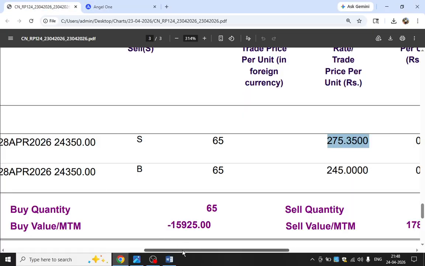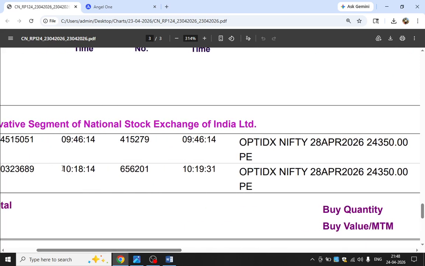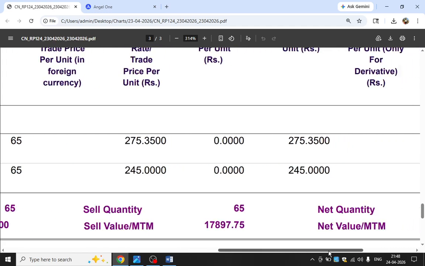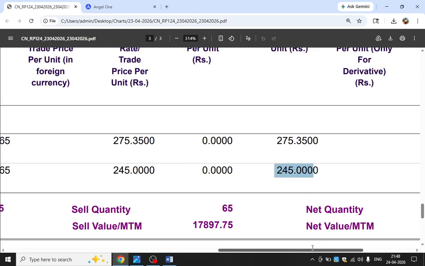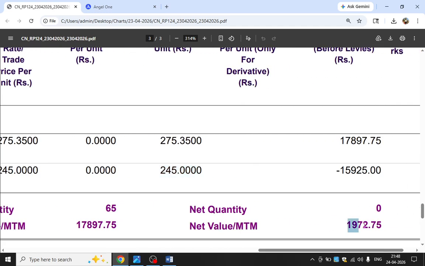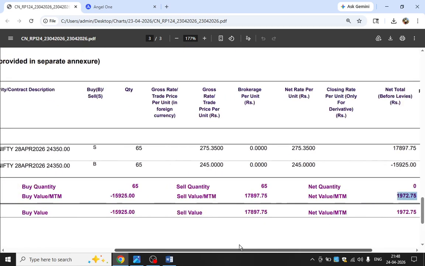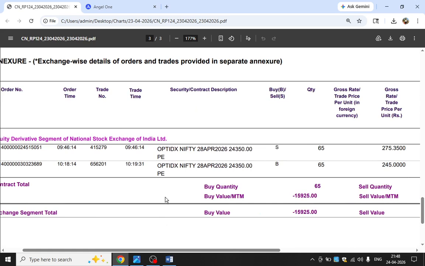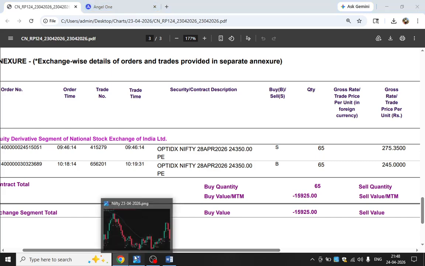So around 10:18 I got out of the trade at 245 rupees and I got a profit of 1972 rupees. This was the only trade I have taken, because in the previous 2 days I was making losses, so I was very cautious about it.